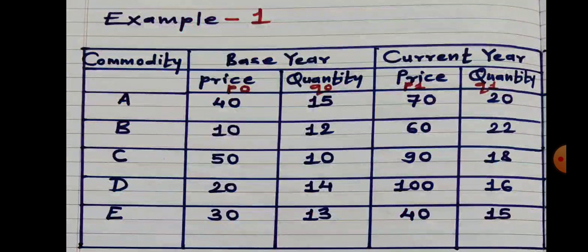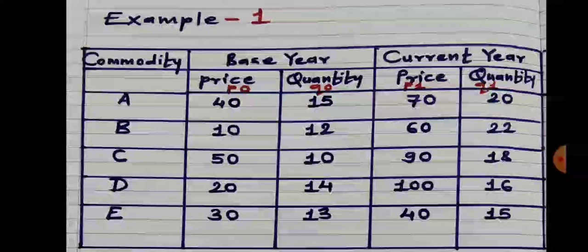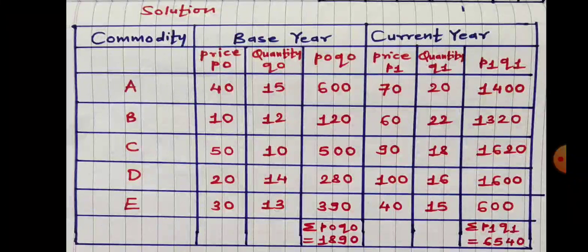Let us explain how to construct value index number with the help of an example. Here 5 commodities are given: commodity A, B, C, D, E. In the base year, prices and quantities of the commodities are given. Prices in the base year are 40, 10, 50, 20, 30, and quantities in the base year are 15, 12, 10, 14, 13. In the current year, prices are 70, 60, 90, 140 and quantities are 20, 22, 18, 16 and 15. Now we have to construct value index number.